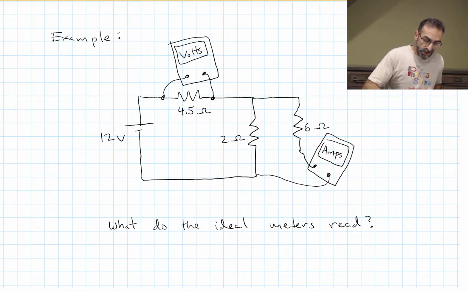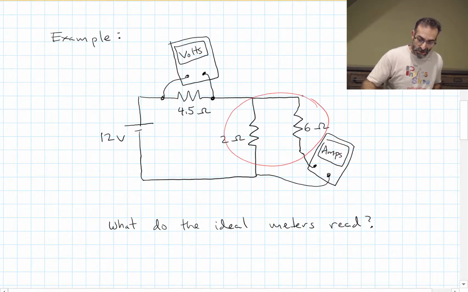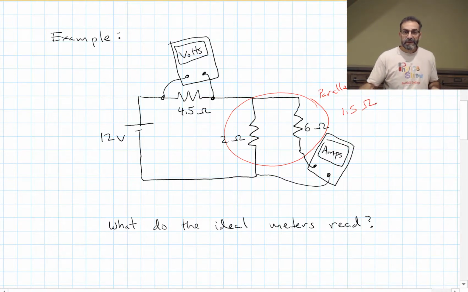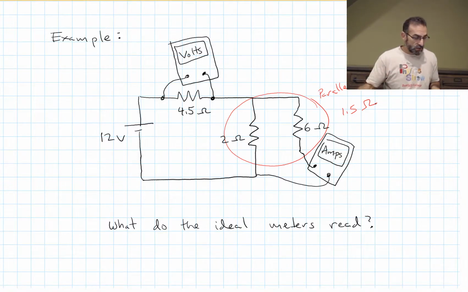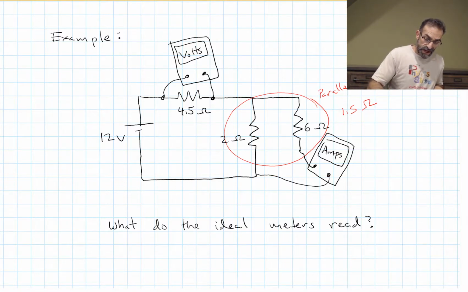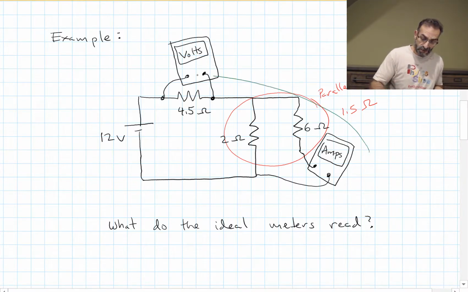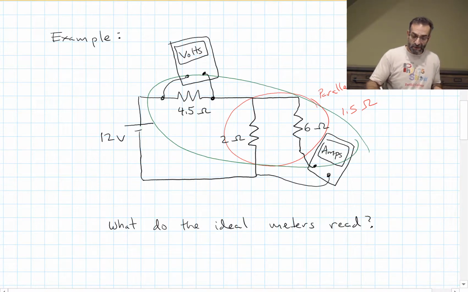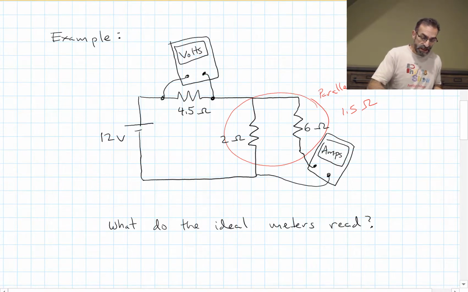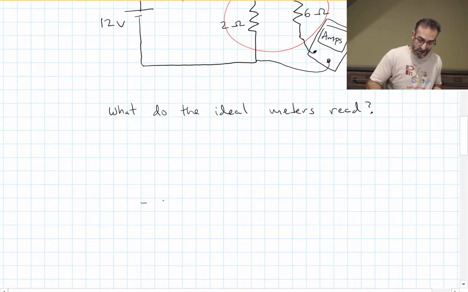I spot right off the bat that I have 2 resistors in parallel, and so that's an equivalent resistance of 1.5 ohms. 1 over 2 plus 1 over 6, and then I take 1 over that, and I got 1.5 ohms. And then I spot that that 1.5 ohm equivalent resistance is in series with my 4.5 ohm. So this equivalent circuit would look something like this.